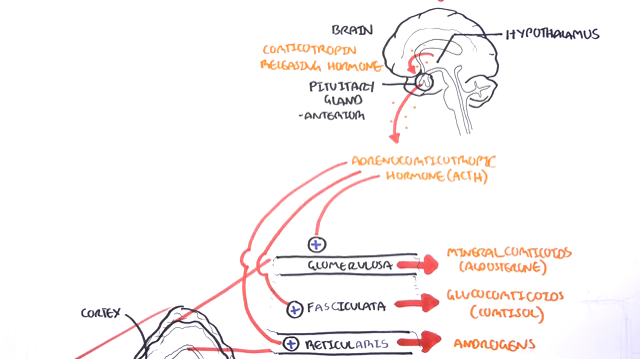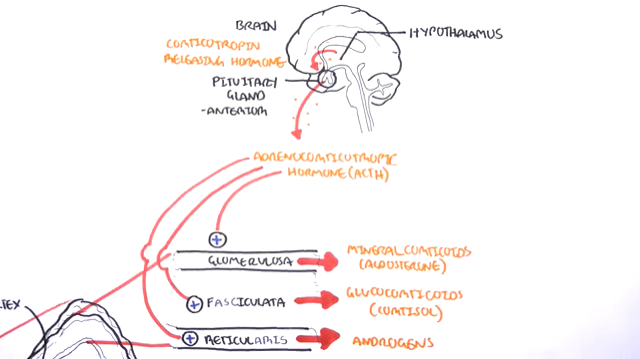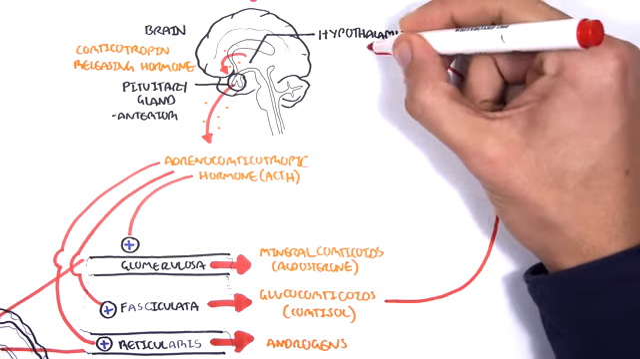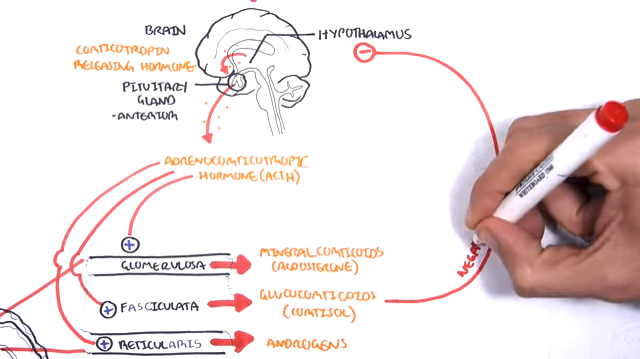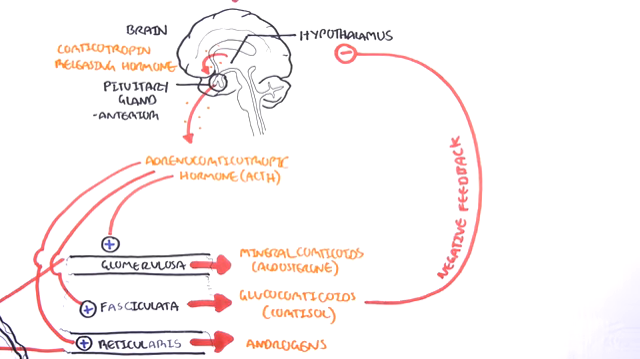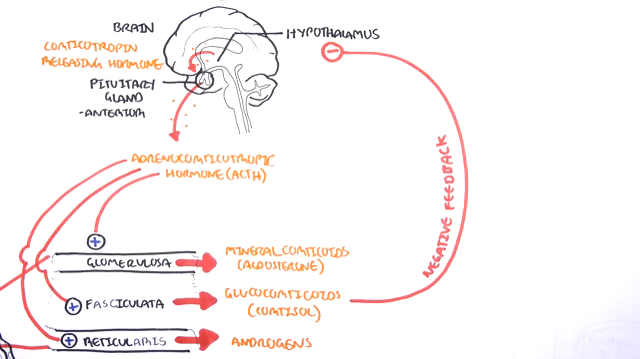Out of these three hormones, the glucocorticoids have a very important role in providing a negative feedback to the brain. What I mean by negative feedback is that if there is an increase in glucocorticoids in circulation, this will send a negative feedback signal to the hypothalamus, telling it to reduce the production of corticotropin-releasing hormone, and thus reducing the whole cascade from there.